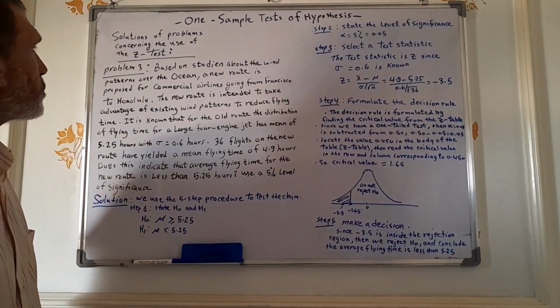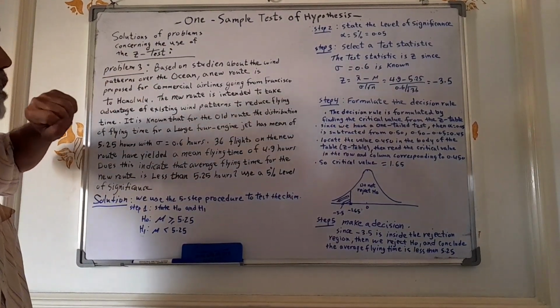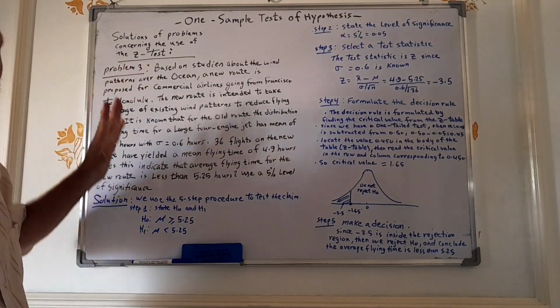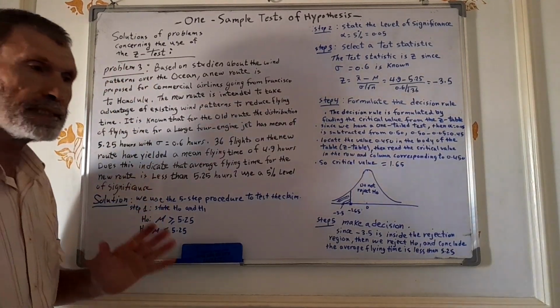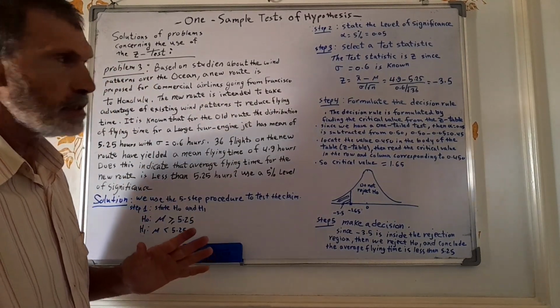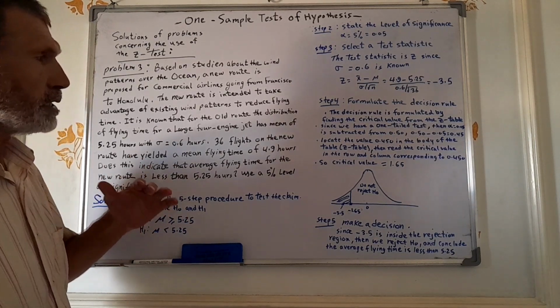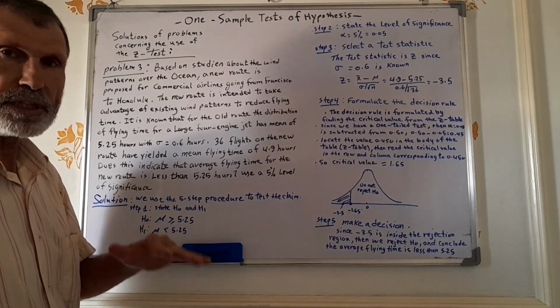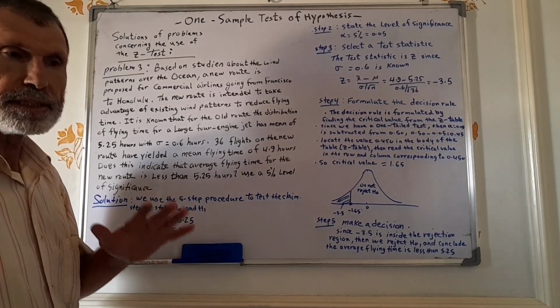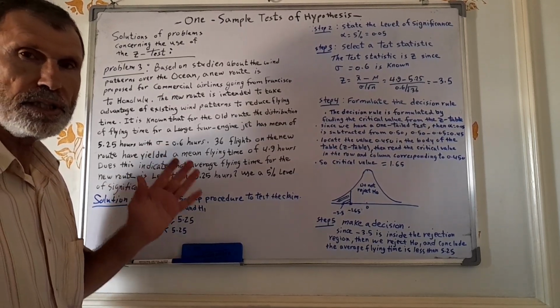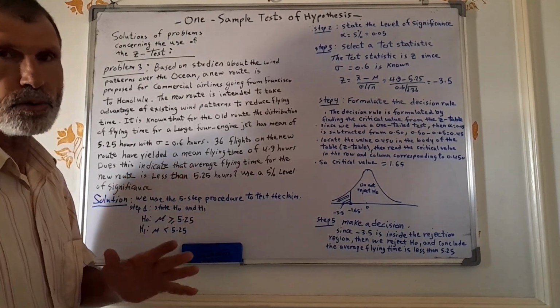Okay, now we move to problem 3. Problem 3 says, still we are focusing upon using the Z table. The first problem we solved, the second, and this is the third, are based upon using the Z table, since the standard deviation in all these problems is known.